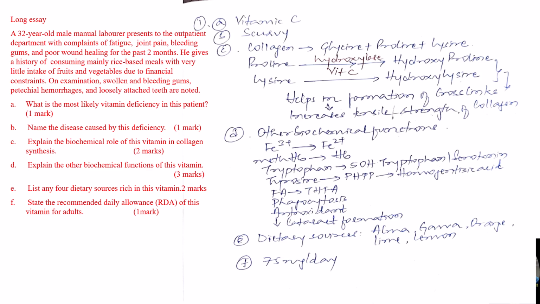Now, this is a long essay which states that a 32-year-old male manual laborer presents to the outpatient department with complaints of fatigue, joint pain, bleeding gums, and poor wound healing for the past 2 months. He gives a history of consuming mainly rice-based meals with very light intake of fruits and vegetables due to financial constraints. On examination, swollen and bleeding gums, petechial hemorrhages, and loosely attached teeth are noted. So, what's the likely vitamin deficiency in this patient?